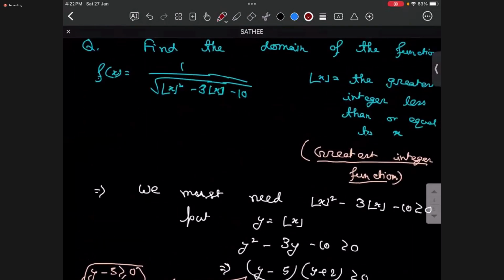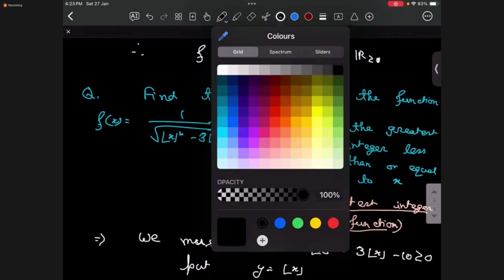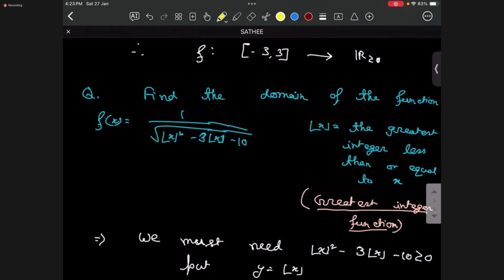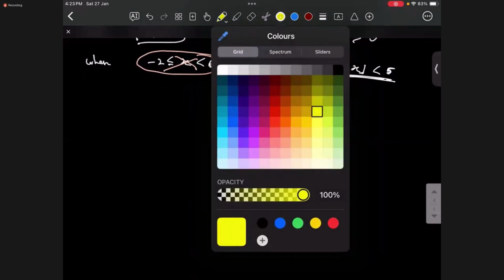So if anyone asks what is the domain of the given function, then the answer will be: domain is minus infinity to minus 2 union 6 to infinity. So thus we can find the domain of the function. Now let us do another example.